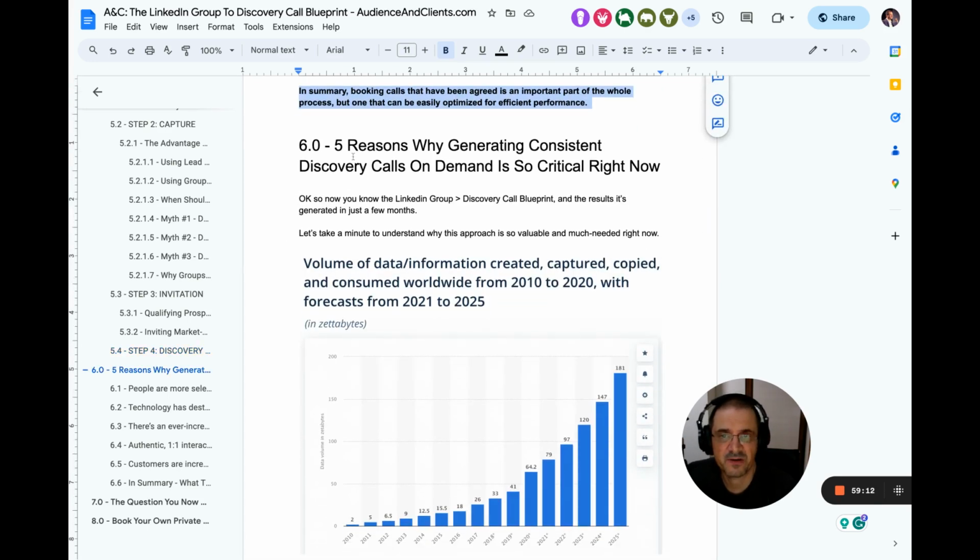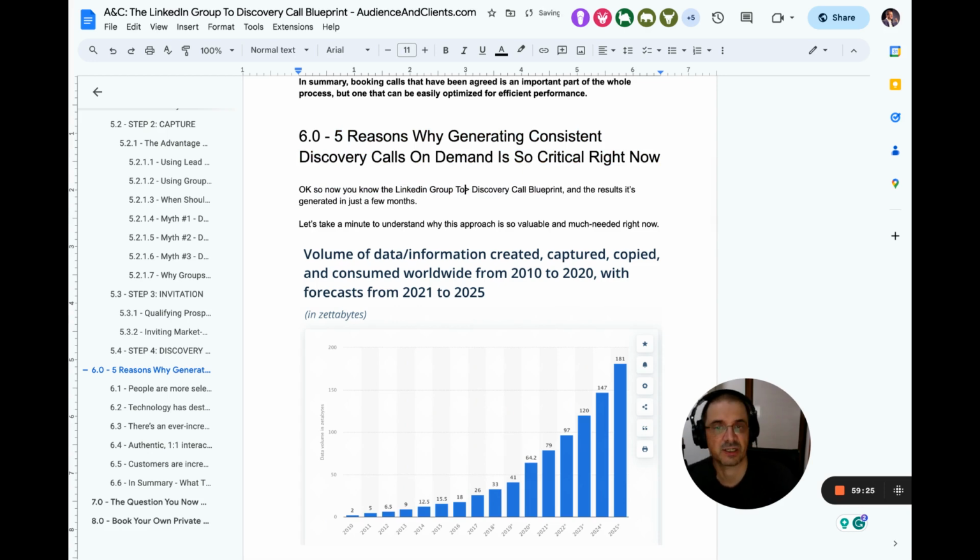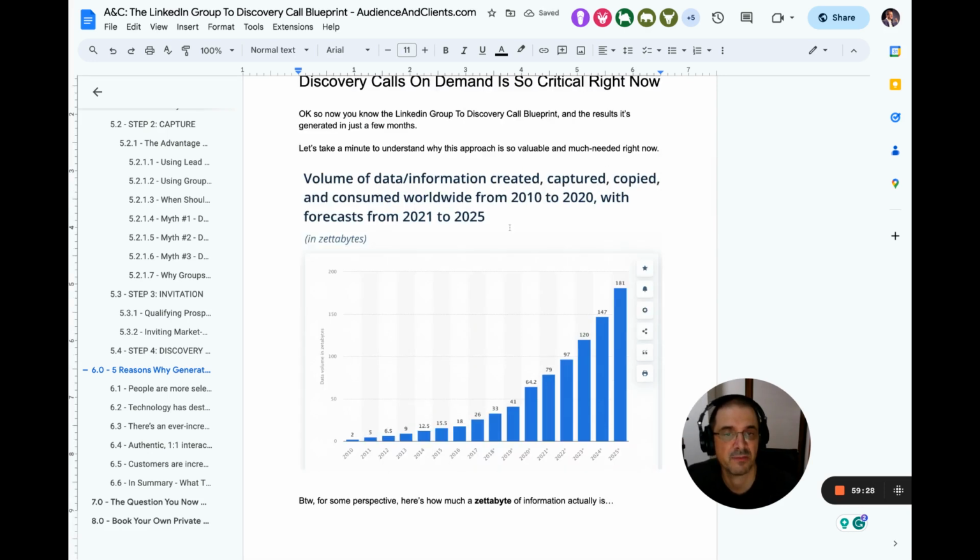But before I go any further, let me just share with you 5 reasons why generating consistent discovery calls on demand is so critical right now. So you've seen the LinkedIn group to discovery call blueprint and the results that it generated in just a few months. So let's take a minute to understand why this approach is so valuable and much needed.